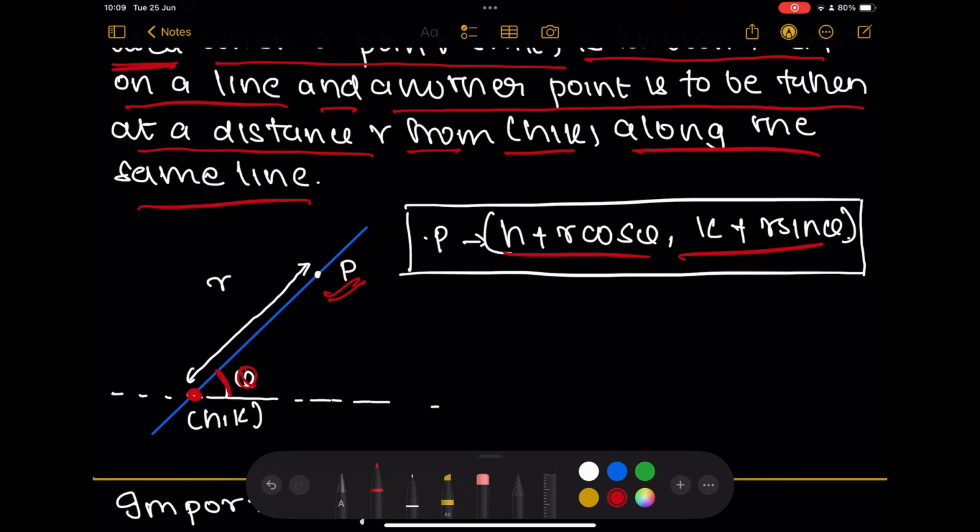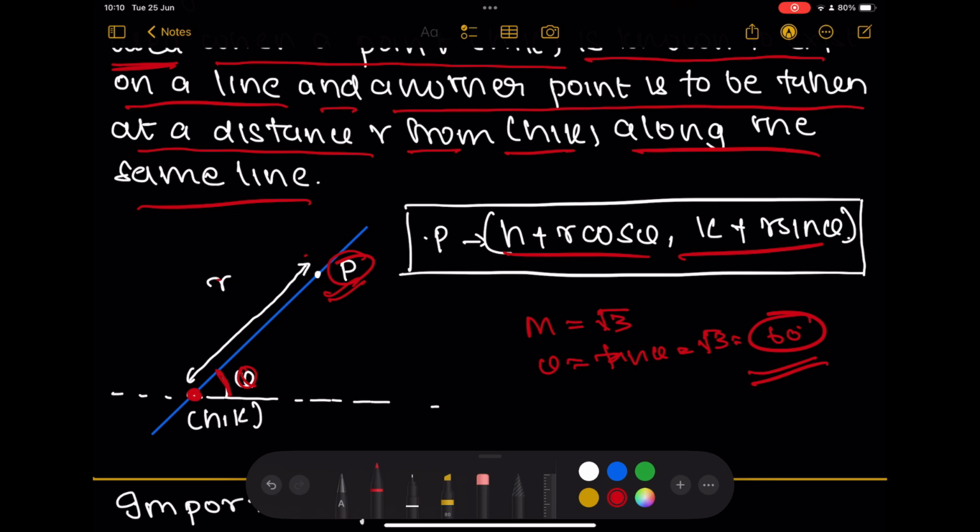Suppose they give you the slope of the line as root 3. Then what will be theta? Very easy. Tan theta must be equal to root 3, so theta will be equal to 60 degrees. So in that case, once you take theta, you'll be able to find the coordinates of point P also. And this is also very simple.